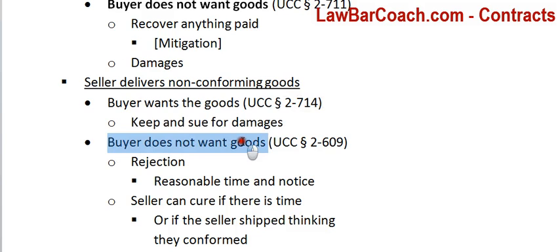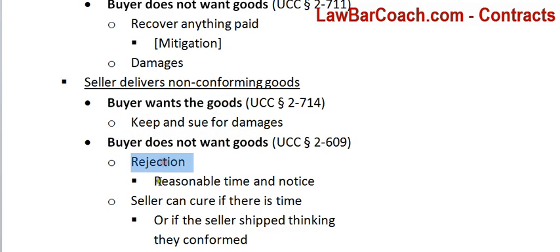What if the buyer does not want the goods? I say, these bobbleheads are for a team they're never even going to play. Or worse, I don't want them. You gave me the wrong goods, and I don't want them. I can reject, as long as I do so with reasonable time and notice. I can't get the bobbleheads, realize they're wrong, sit on them for a month, and then call them up and say, I'm rejecting these. No. You have to take a look at them, a reasonable investigation of the products.